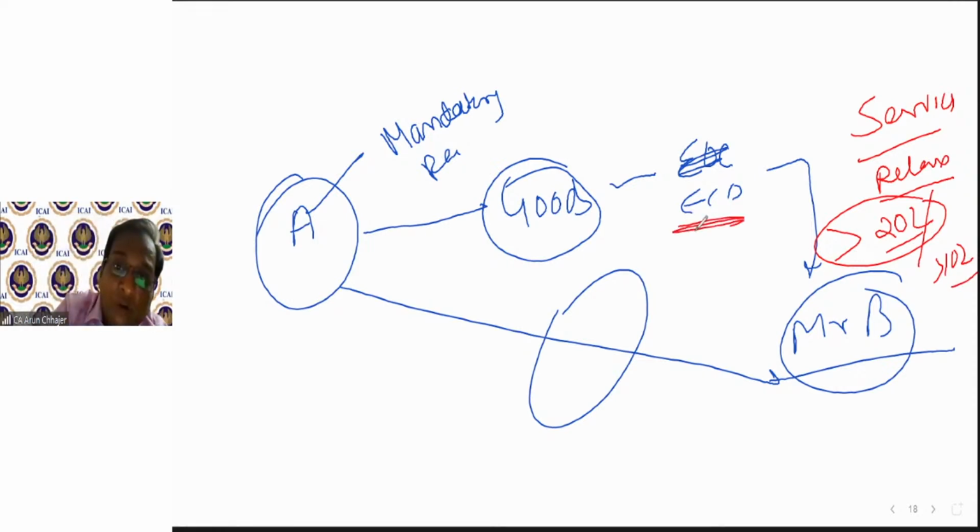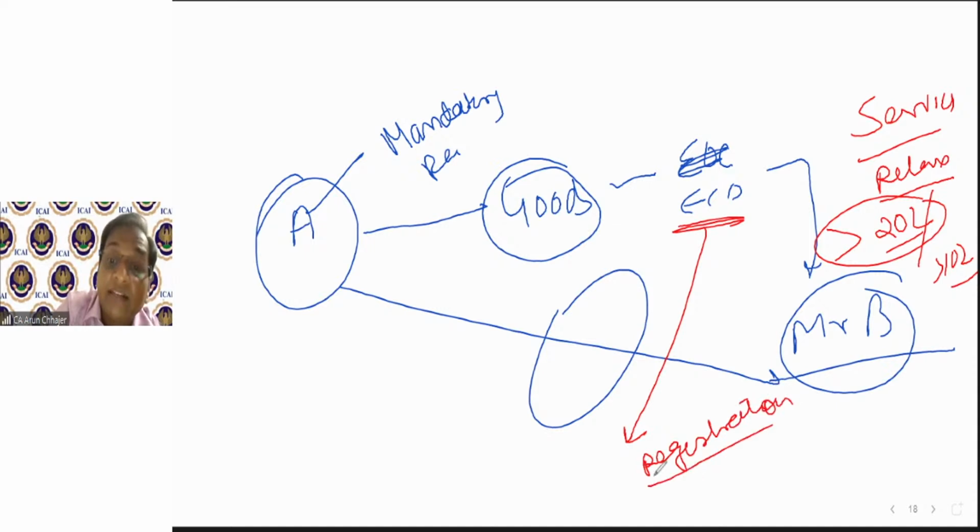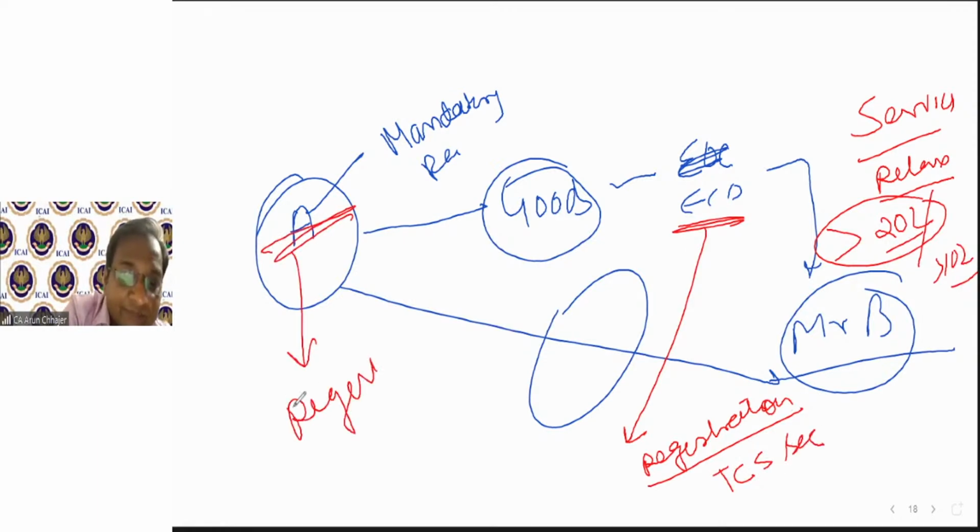For this e-commerce operator, which provision applies? He has to take registration under the TCS category, section 52. A has to take registration under the regular category. Okay.